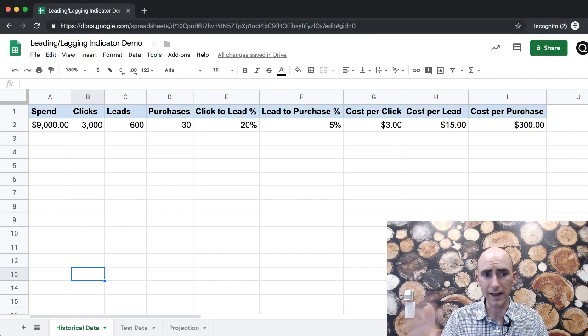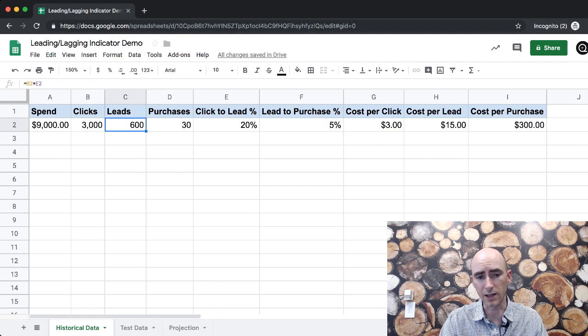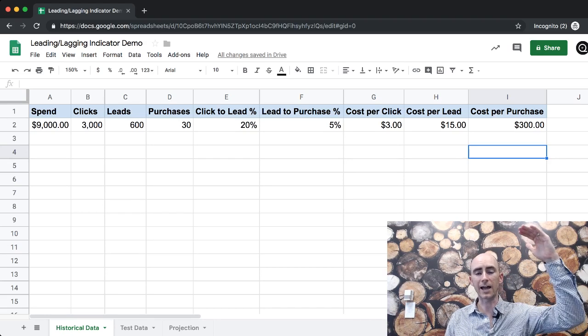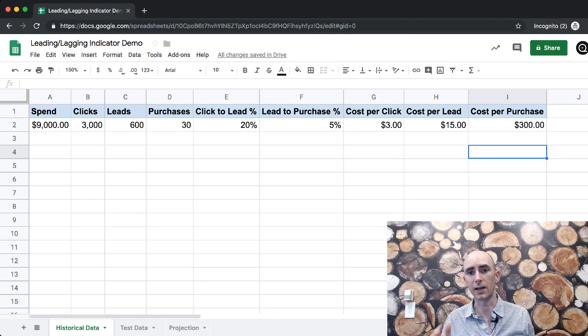You have spent $9,000, you've generated 3,000 clicks, 600 leads, 30 purchases. So your click to lead is 20%, your lead to purchase is 5%, here's your cost per click, $3, your cost per lead, and your cost per purchase. So really, your lagging indicators here are your purchases and your cost per purchase. There's a lot of things that have to happen in the funnel above that in order to back out to the number of purchases or the cost per purchase that you're trying to hit.